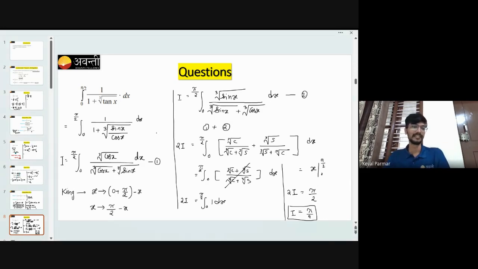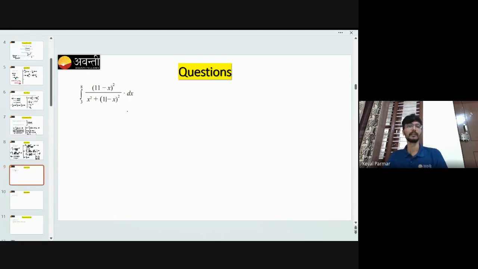Let's move on to the next question. Here we have the integration from 3 to 8 of (11 minus x) whole square upon x square plus (11 minus x) whole square. So we'll mark it as I and equation number 1. Now we are going to use King. King says that I can replace the variable with upper limit plus lower limit minus variable. That means I can replace x with 11 minus x. So my I will remain the same.